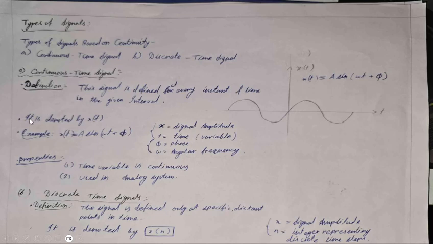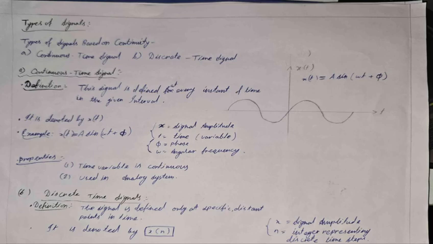Now we are going to discuss the types of signals. At first, we will discuss types of signals based on continuity. A. Continuous time signals. B. Discrete time signals. A. Continuous time signals. Definition. This signal is defined at every instant of time in the given interval.